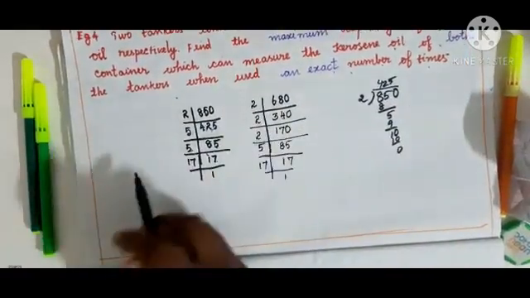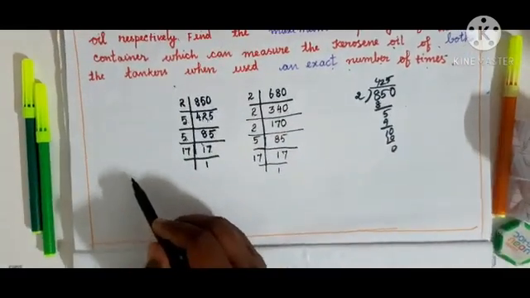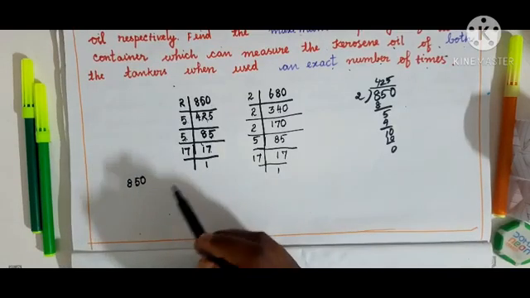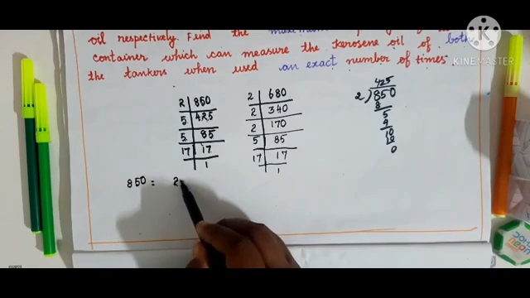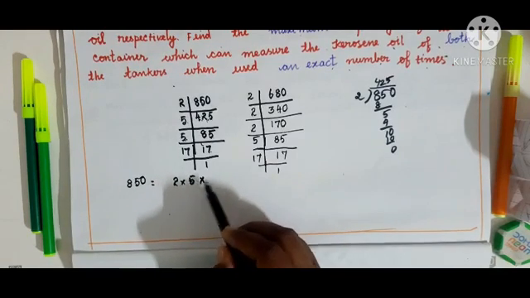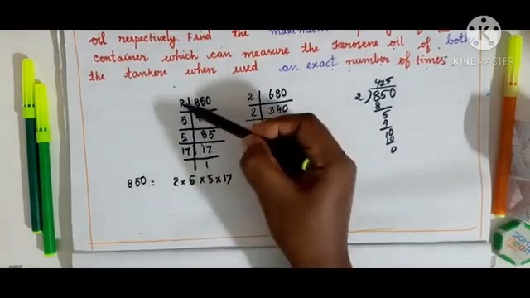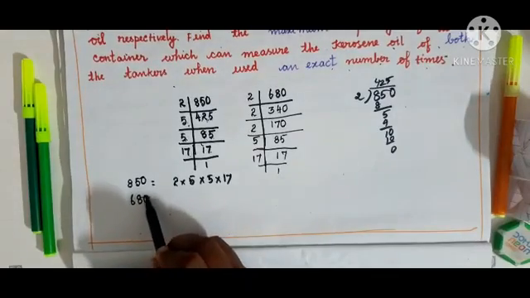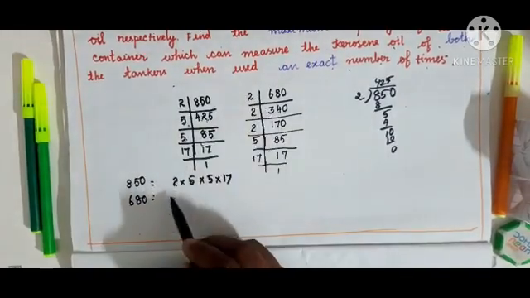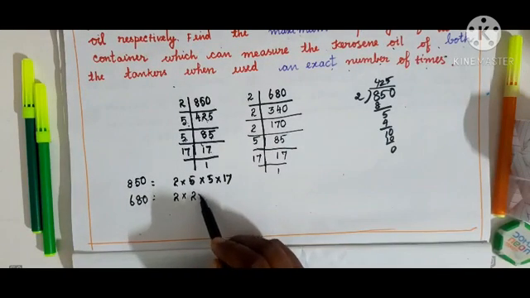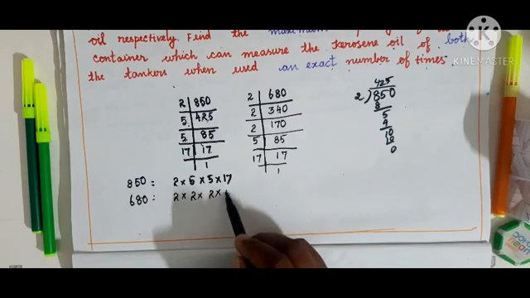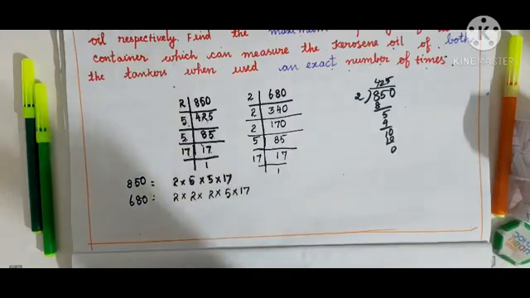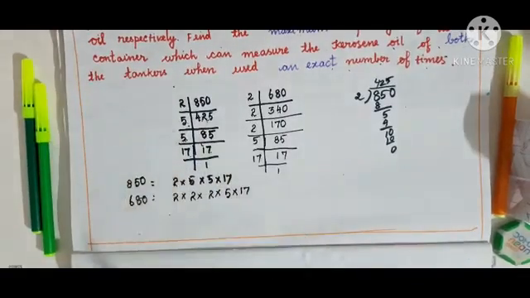Now we are going to find the HCF of 850 and 680. Okay. So write 850. 850 is equal to 2 into 5 into 5 into 17. Now we take and write 680. 680 is equal to what? You can say it along with me. Yes. 2 into 2 into 2 into 5 into 17. Yes. Now you can find the highest common factor. First you find the common factors, isn't it? So find the common factor.